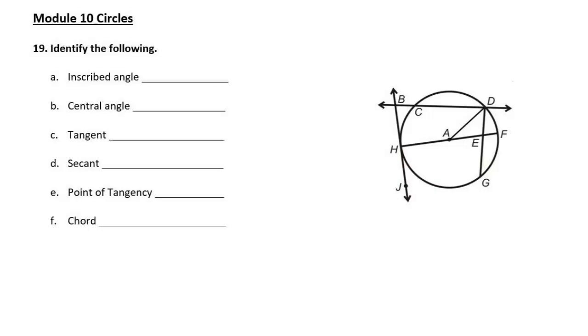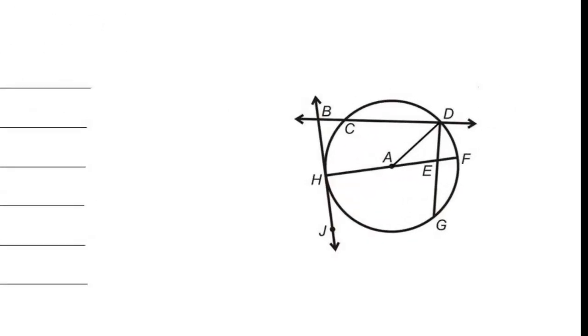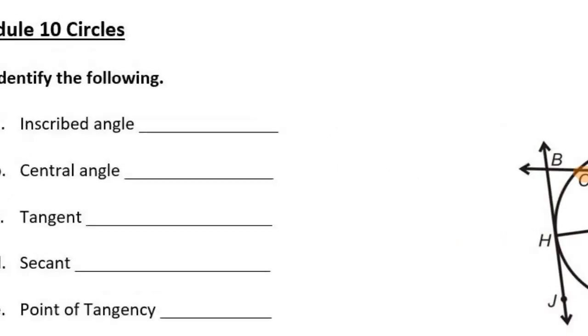All right, so starting us off, problem number 19. Inscribed angle, we want to identify the following features. First one is an inscribed angle. An inscribed angle is an angle that has its vertex on the circle. So this right here has its vertex on the circle. That would be an example of an inscribed angle. So we could say angle CDG.